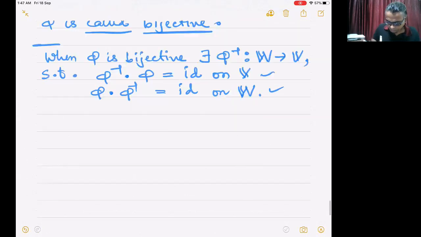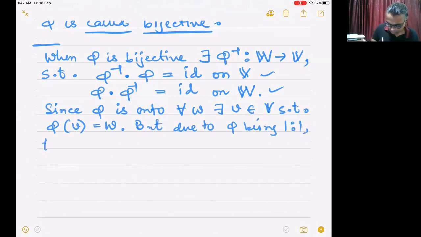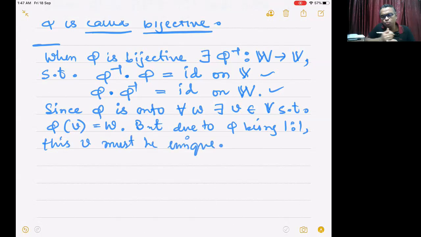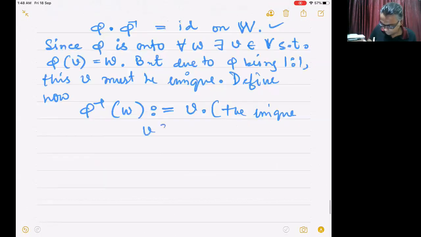Okay, so let me write this down properly. Since phi is onto, for every w, there exists a v in V such that phi v is equal to w, but due to phi being one-to-one, this v must be unique, right? Because two distinct v's cannot lead to the same w because it's one-to-one. So define now phi inverse of w to be equal to this v, the unique v in capital V such that phi v is equal to w.